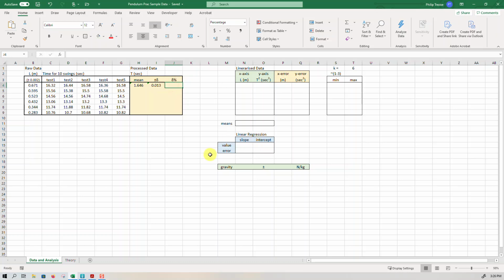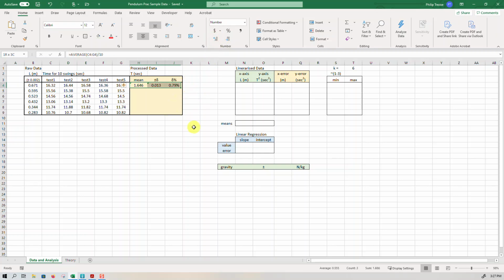Now, as far as relative uncertainty is concerned, that's a pretty easy one. It's the absolute uncertainty divided by the accepted value. And I formatted that as a percentage there. For that cell, just use the percentage key to format it as a percentage, and I'll give it a couple of decimals.